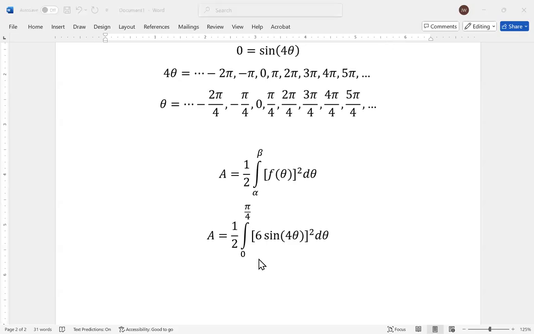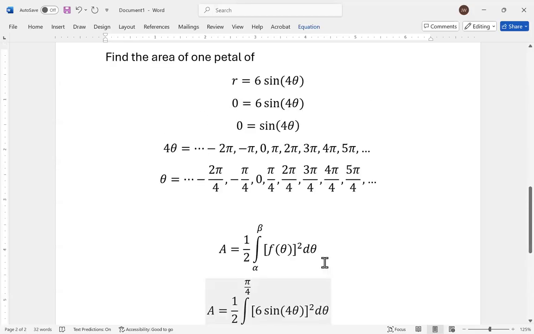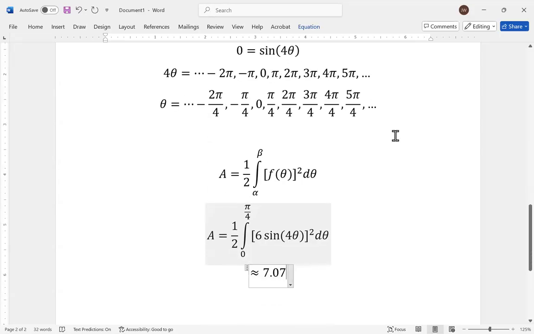And then like usual, I'm just going to plug this into my calculator. If you wanted to do this by hand, obviously you could, but that is not the goal of this video, to do it by hand. I'm just going to do it by calculator and get an approximate value of about 7.07. So that would be the area of one petal of r equals 6 times sine of 4 theta. That's how you would do it.